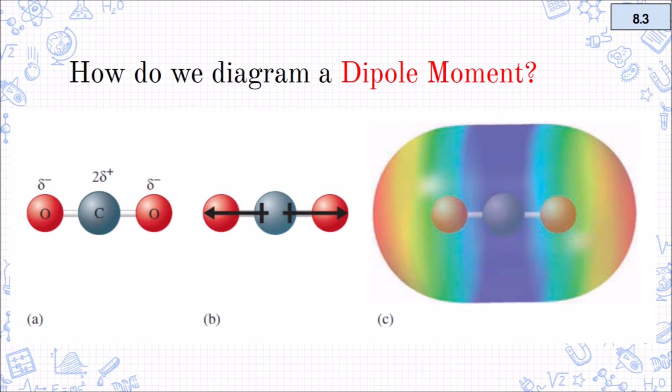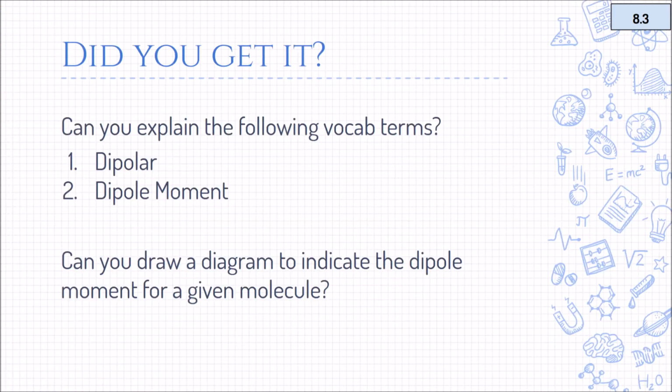Note in figure C that the gradient is relatively even. It goes from red to blue and back. The diagram can be said to be symmetrical. Thus, the molecule is nonpolar. And that's all for section 8.3.